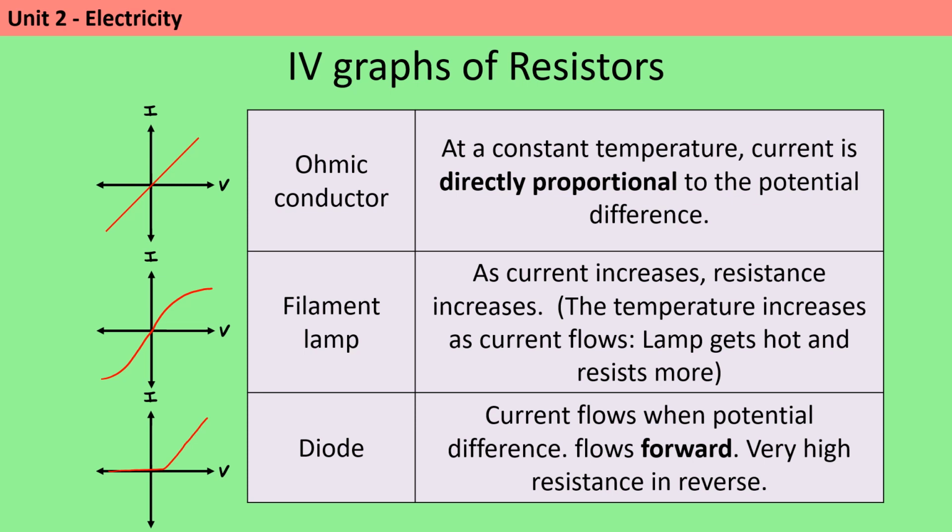And then finally we have the diode, and the most important thing about the diode is that it only allows the current to flow in one direction. So you're not going to see any graph at all below the x-axis. But it's also worth noting that when the potential difference is very small, no current will flow. So it doesn't just start going up straight from the origin, it goes flat along the x-axis for a little bit and then it kicks up.